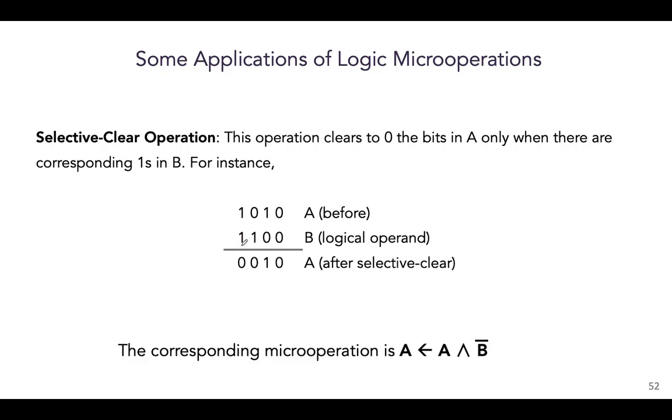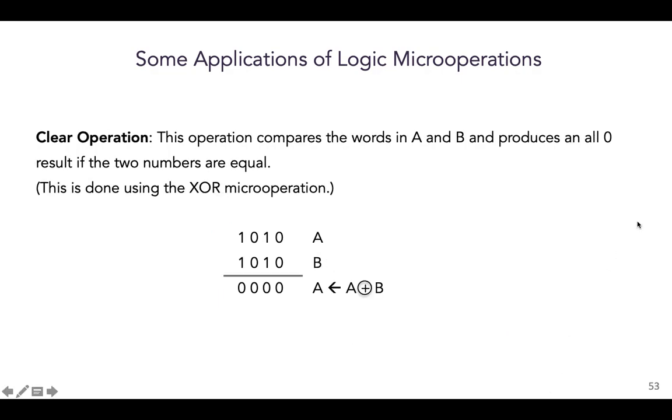Then we have a selective clear operation. This is the exact opposite of the selective set operation, because in that case we were setting the bits to 1. Now we are clearing the bits to 0, but only where there is a corresponding 1 in B. So I'm leaving this part for you to understand. And again, all of these micro operations can be simply written in register transfer language as well. You can replace the previous ones in this format also if you choose.